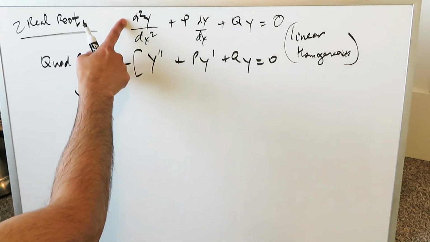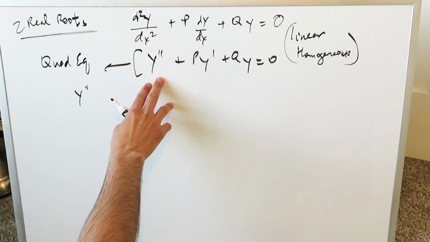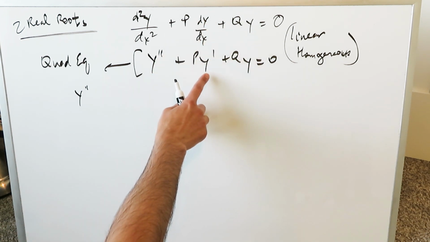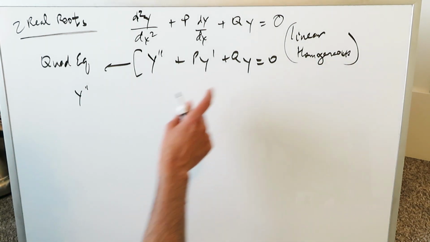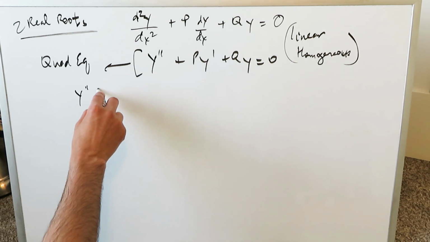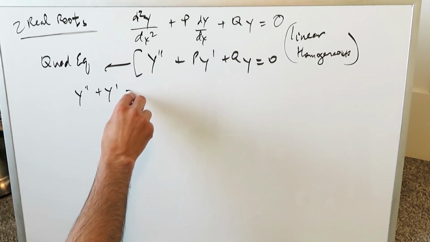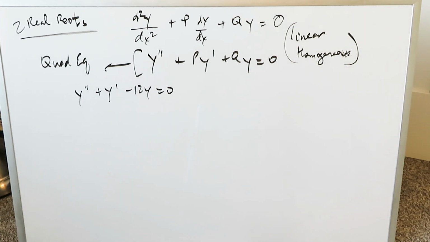In all instances, look, the component d squared y over dx squared is similar to your y double prime, your dy over dx is similar to y single prime. Those are your first and second order derivatives, but this right here represents your general equation form, what we're looking at. In our first question, this is y double prime plus y single prime minus 12y equals 0, a linear homogeneous equation. How can you solve this out?